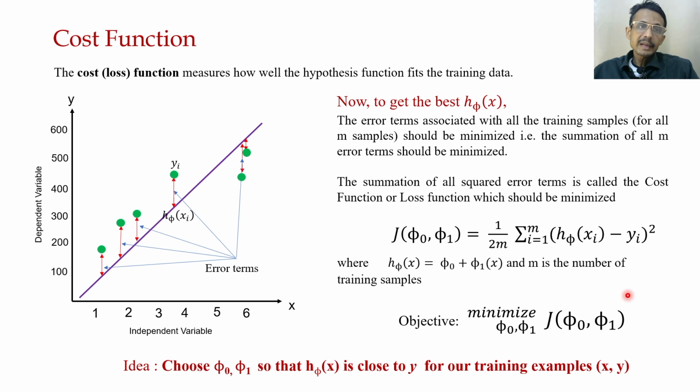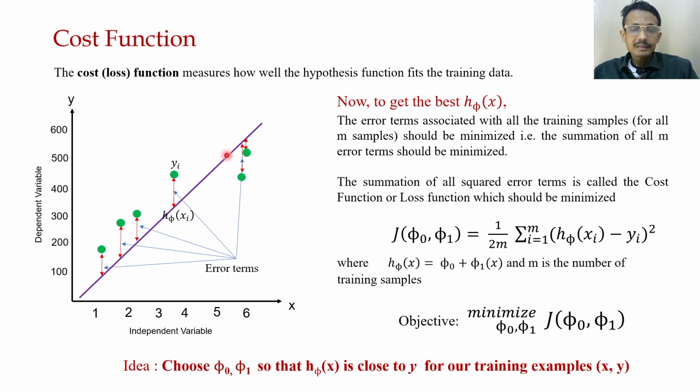So now the main question is how we are going to find the best line which represents these data points. To answer this question, we define a function that is called cost function or loss function.